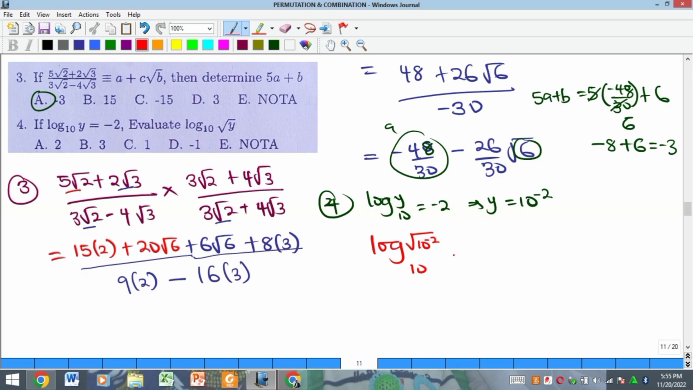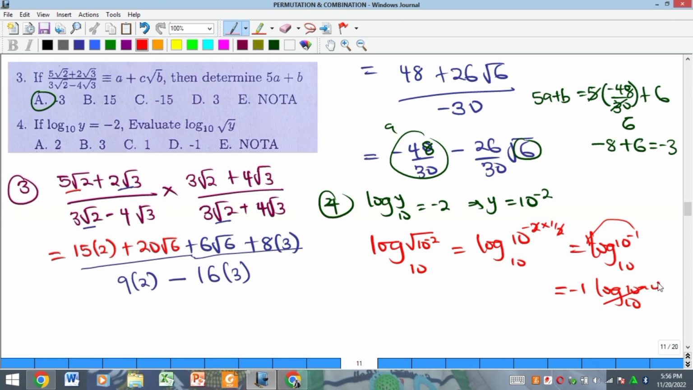And of course, square root is the same thing as power half. So I'll have this times half. So this will take away this, and this is base 10. So this will give me log 10 raised to the power minus 1 base 10. Of course, this minus 1 will come to the front to give me minus 1 log 10 base 10, which is equal to 1. And then 1 times minus 1 is equal to minus 1. And so D is the correct option for number 4.